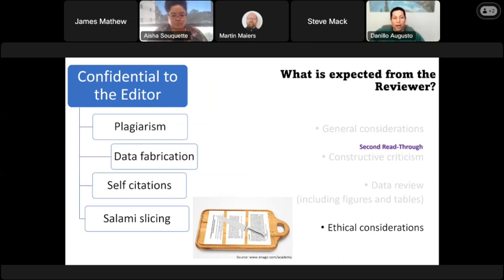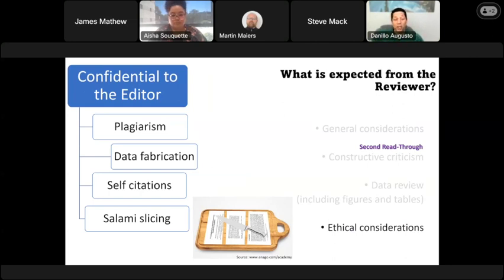We also want to hear from the reviewers some ethical considerations. And here it's very important to remember that this should be sent confidentially to the editor. There is always a box in your system for peer review where it says this comment will be only sent to the editor. And this is a good spot to actually write about ethical considerations.